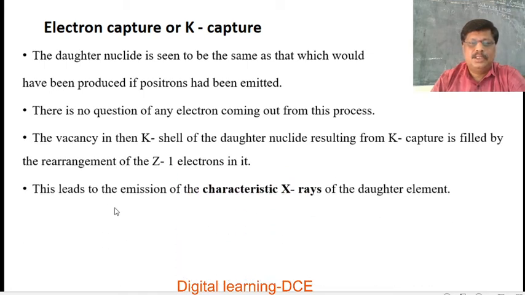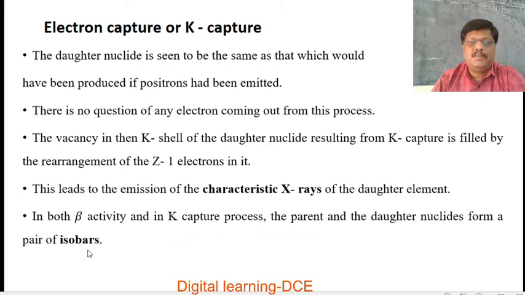This leads to the emission of the characteristic X-rays of the daughter element. In both beta activity and in the K capture process, the parent and daughter nuclides form a pair of isobars. That means the mass number remains the same. Carbon 11, boron 11.